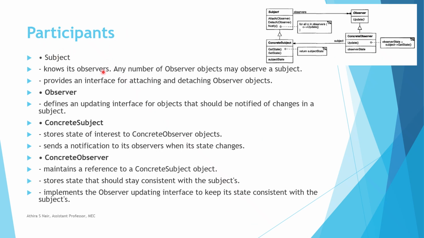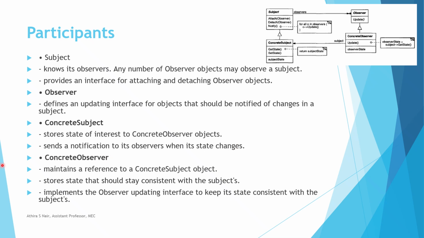So in this type, there are four participants. So the subject knows its observers. Any number of observer objects may observe a subject, and it also provides an interface for attaching and detaching observer objects. Then observer defines an updating interface for objects, and concrete subject stores the state of interest, and it also sends a notification to its observers when its state changes.